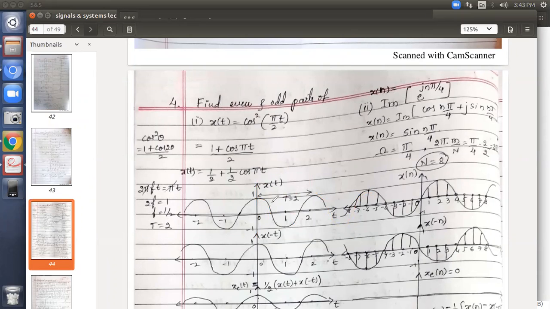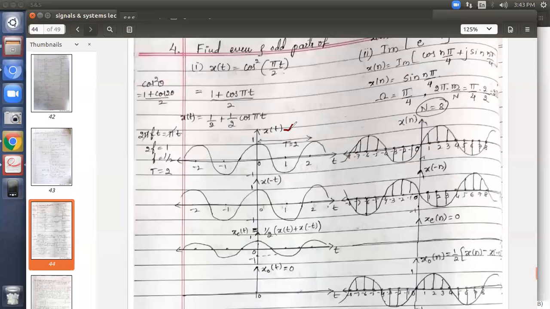So once we draw it, how to find the even and odd signals? Even part will be: we have to take the original signal, we have to take the reflection of the signal, add those signals and halve the amplitude. Let us follow the same procedure. This is your original signal. Now, how to find the reflection of this?